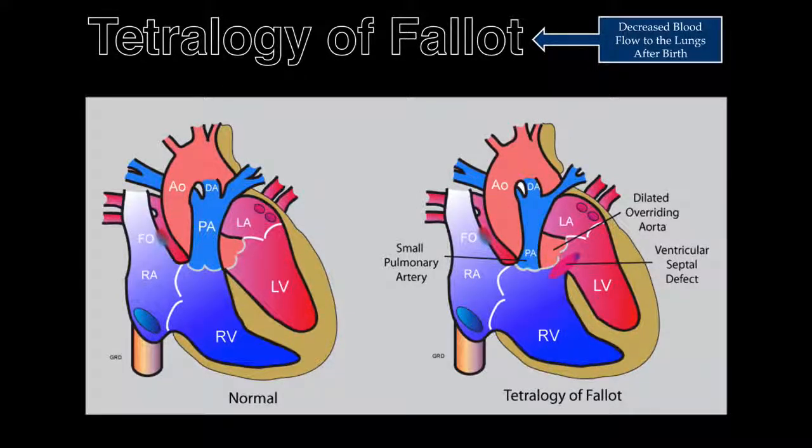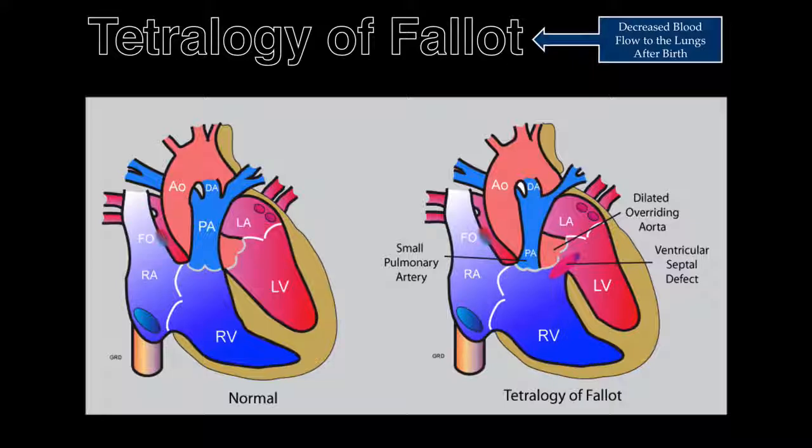Tetralogy of Fallot occurs in about 1 out of every 5,000 newborns. It affects males and females equally. Tetralogy of Fallot involves 4 defects postnatally: a large ventricular septal defect that straddles the overriding aorta, pulmonary artery stenosis, and right ventricular hypertrophy. However, in the fetus, the right ventricular hypertrophy may not be evident.